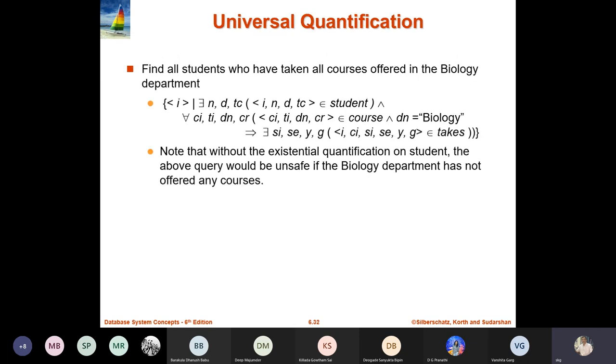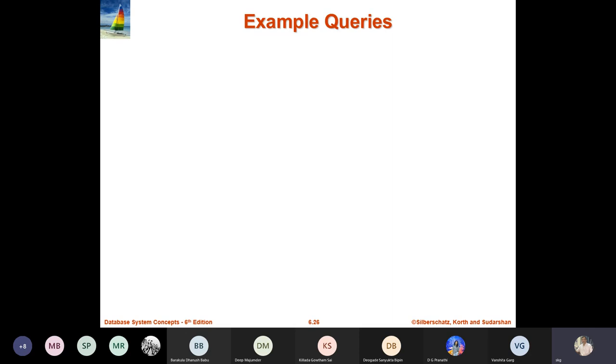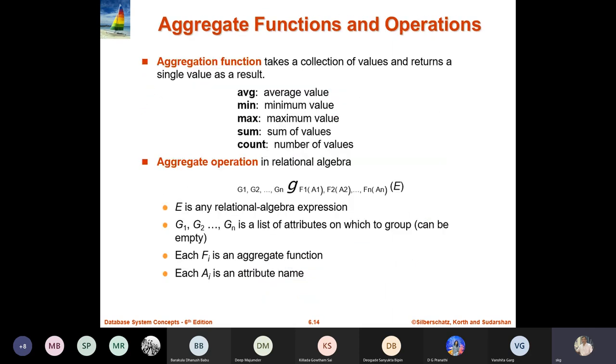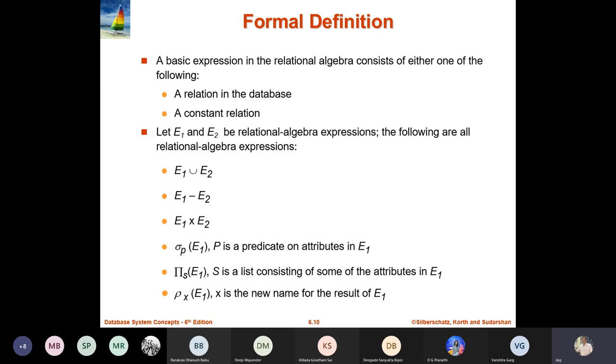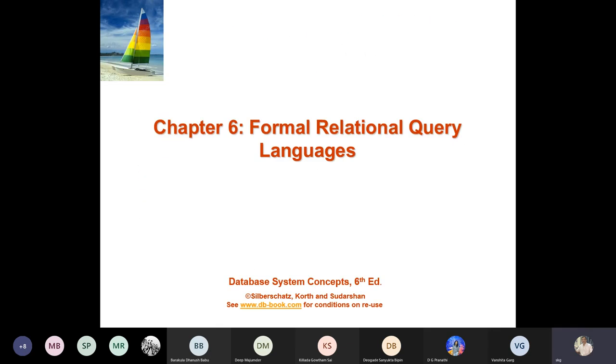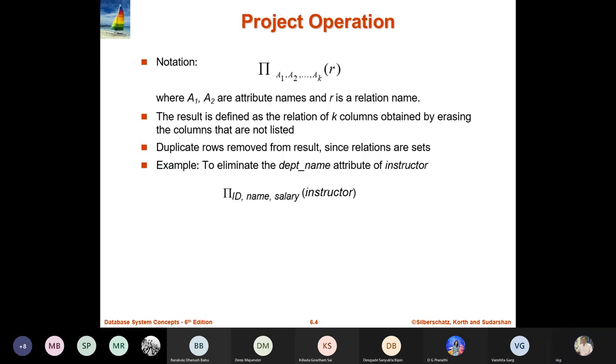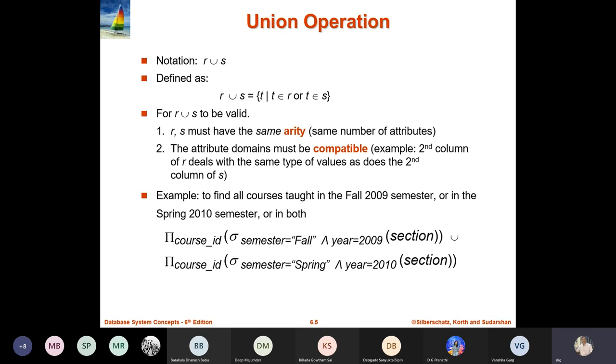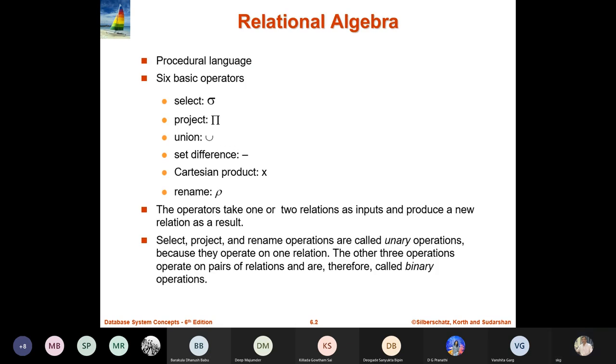Okay, so what we see if we compare the different representations of the expressions, is what we have seen in the procedural language like relational algebra, where the representation, like here, finds the courses taught in fall 2009 and in spring 2010 semester or both. The way we represent it basically defines the procedure which it executes, and that's why the popular SQL basically has correspondence with relational algebra expressions.